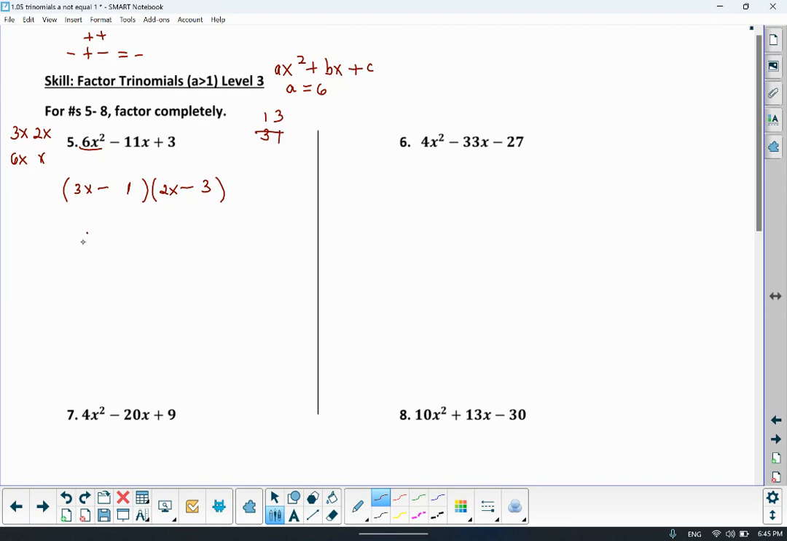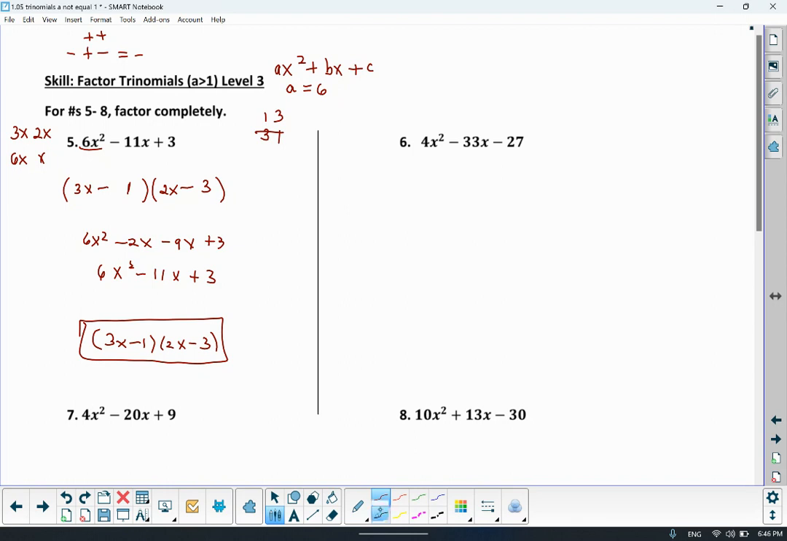3x times 2x is 6x squared. Minus 2x, 3x times negative 3 is negative 9x, and negative 1 times negative 3 is positive 3. And when I combine like terms, I get the original problem. So the answer is not the original problem, it is the factors: 3x minus 1 times 2x minus 3. But you certainly can check yourself if you have time.